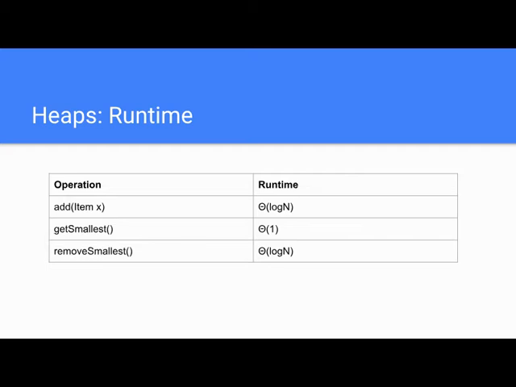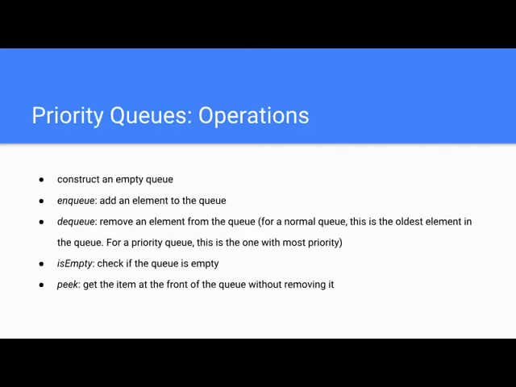Okay, so for runtime, adding an item would take log n, average case, because we have to bubble up. To get the smallest, since it's at the top, it's just theta 1. And if we wanted to remove the smallest, it would also be theta log n because we would have to bubble down. Any questions there?